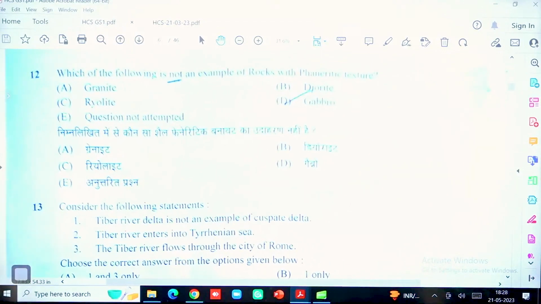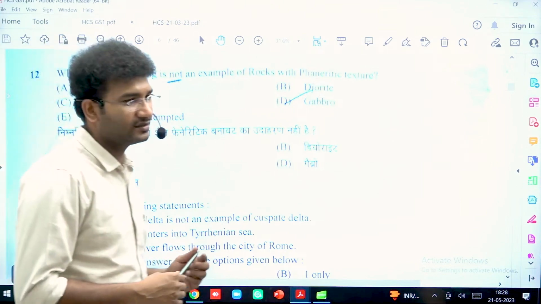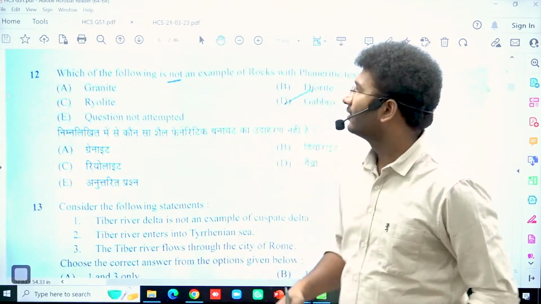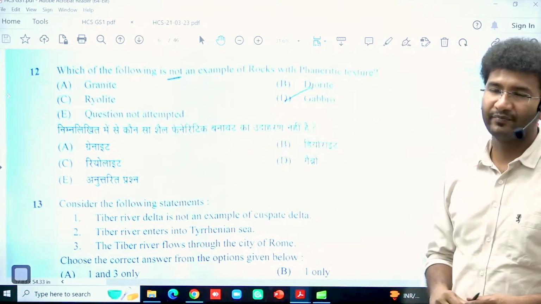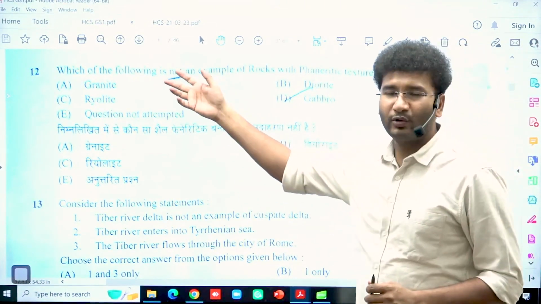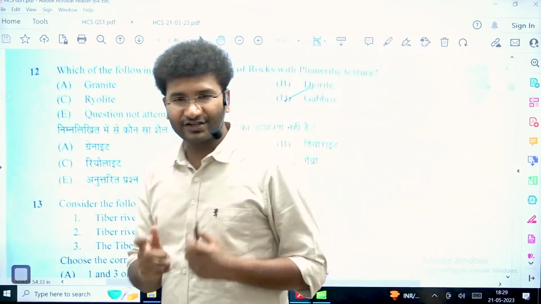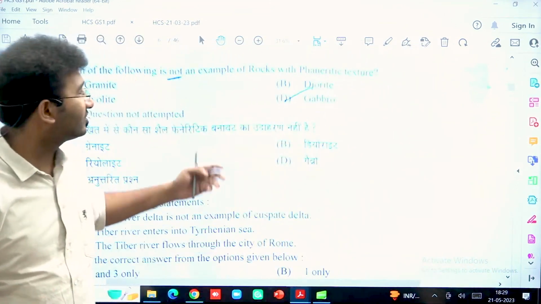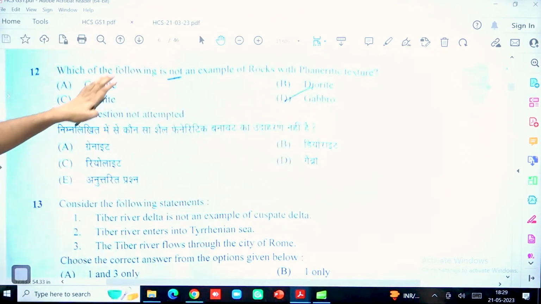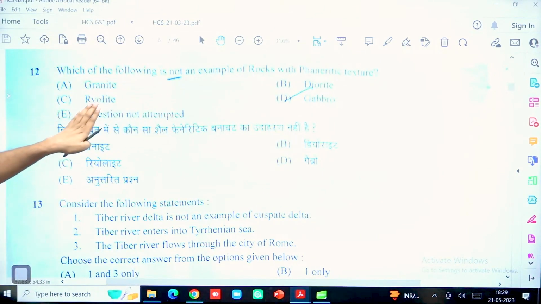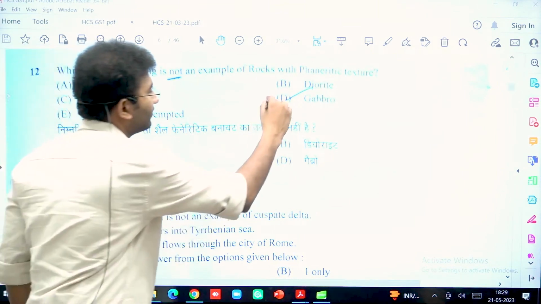Question number 12. This is one question from geography. It is very clear, a fairly easy question if you have read NCERT. Which of the following is not an example of rocks with phaneritic texture? Okay? Rocks have different structures, and one such structure is the phaneritic structure. In this structure, you see granite, diorite, rhyolite, and gabbro. The answer here is gabbro.